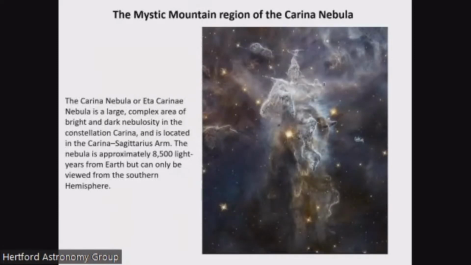I thought this picture was fantastic. I found this on the internet as well. You can't actually see this in the Northern Hemisphere. It's the Southern Hemisphere nebula. But wow, look at this, it's all just star birth. This is all stellar material creating new stars. It looks like a man almost standing there with a hat on, doesn't it? But that's the Carina Nebula. It's in the Carina Sagittarius arm of our Milky Way, approximately 8,500 light years from Earth, but as I say, it can only be seen in the Southern Hemisphere. So if you're going to Australia or something for your holidays, take a telescope with you, so you can see it.